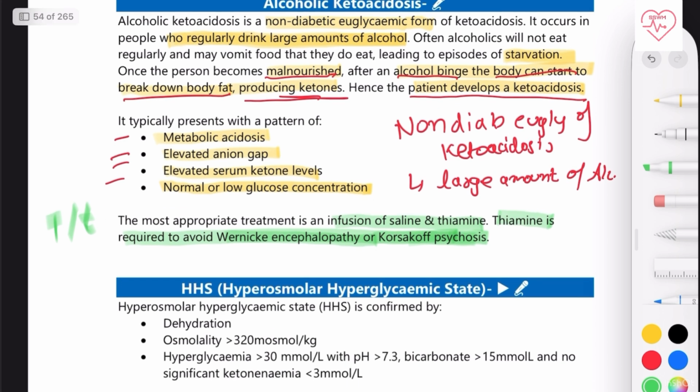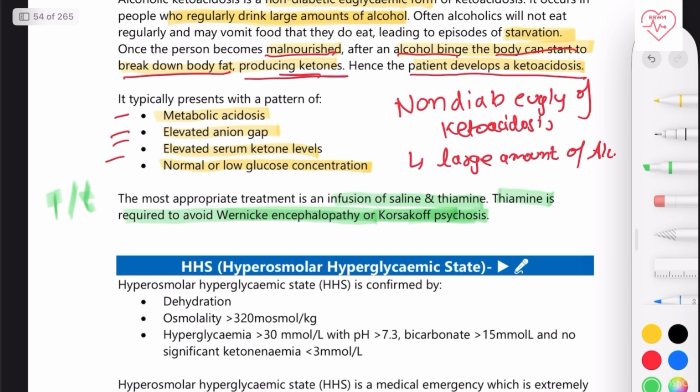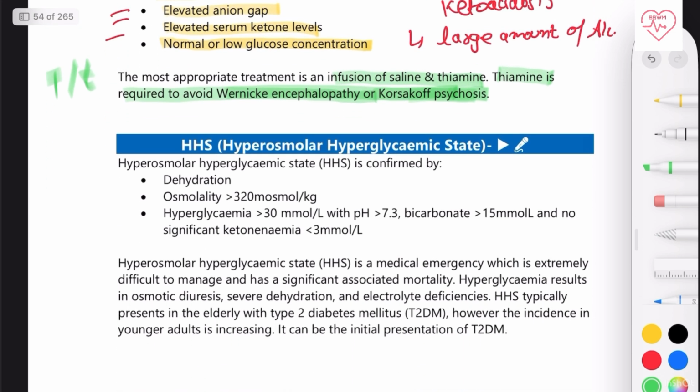If you go through the lecture very deeply and make your overview with that, you will definitely get an interconnection. Okay. Now we'll be discussing HHS, hyperosmolar hyperglycemic state.